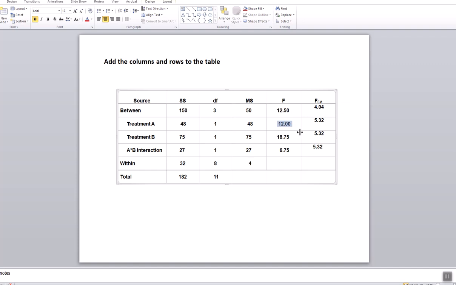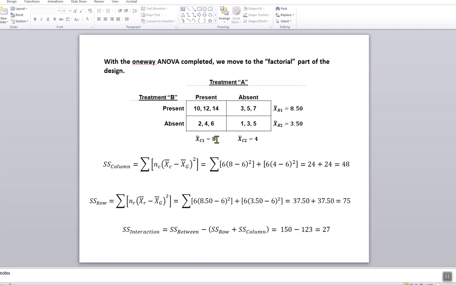The column result here for the treatment A, which is the columns, we call that the main effect of columns, or the main effect of treatment A. And the fact that that one is significant tells us that yes, treatment A had an effect. If we go back and look at it, we can see that effect right here. The people who got treatment A scored higher than people who did not. That's the main effect of treatment A.